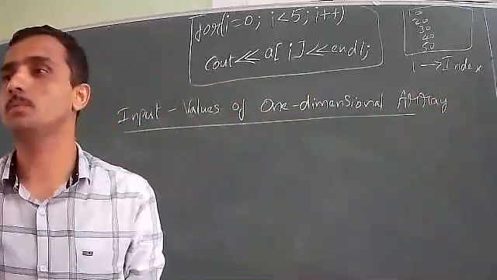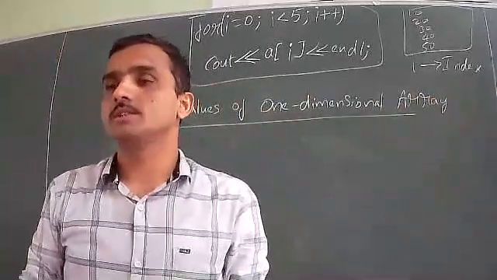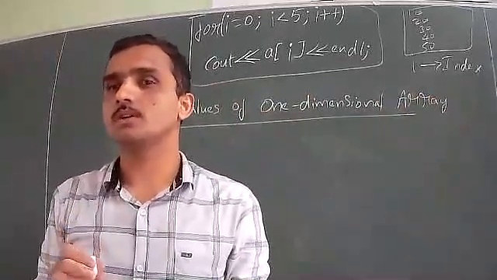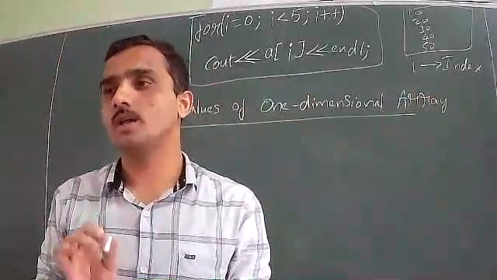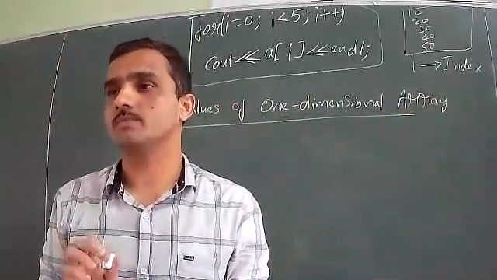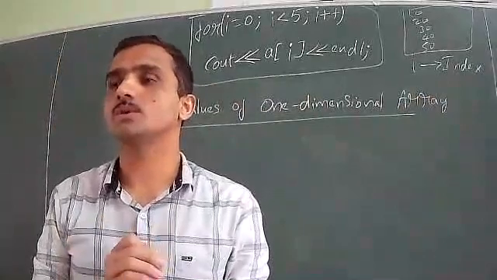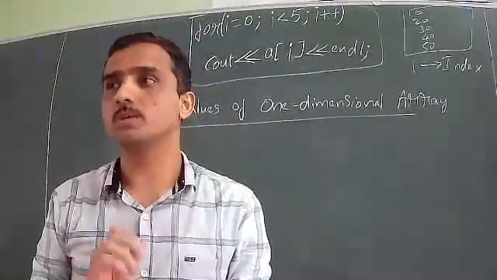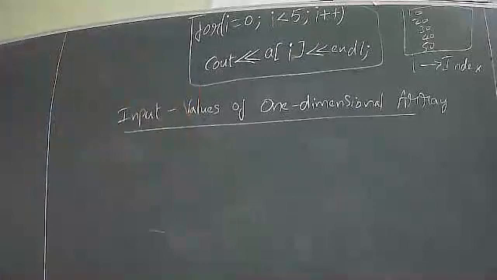Okay. So input the values of one-dimensional array. See, overall in computer system technology, 4 things will be there. That's all: input, output, processing, storage. Just now we have looked at the output process. Now we look at the input process, to input the values of one-dimensional array.